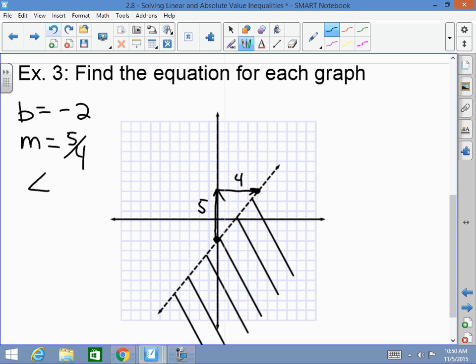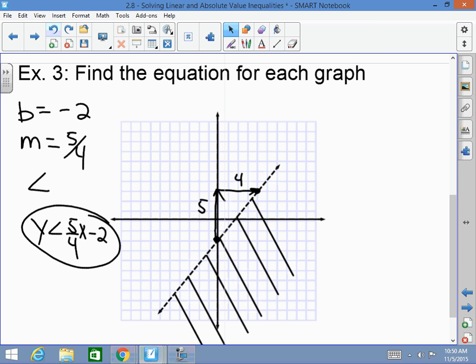So how can I write this equation then? Y is less than 5/4 x minus 2. Fantastic. Does that make sense? Good job. Questions, comments, concerns? Okay.